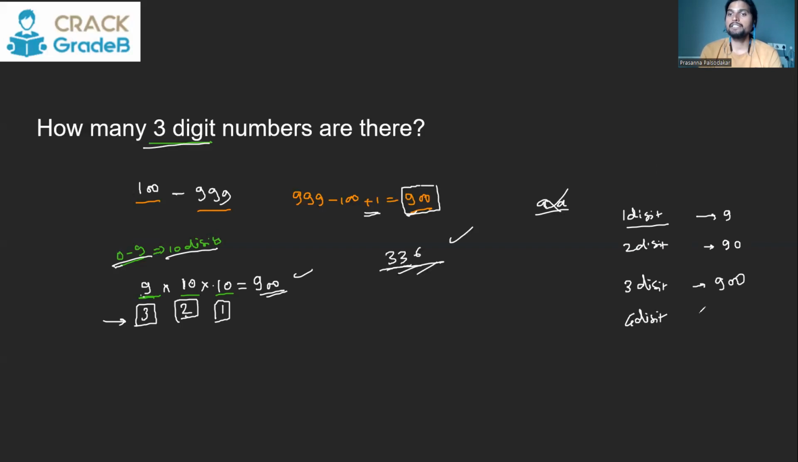4-digit numbers are going to be 9,000, and it will keep increasing by a factor of 10 as we increase the digits. So this is what you must know before even going for the questions. Sometimes you won't even need the knowledge of PNC if you know this already. I hope you understood this. Let's see a different type now.